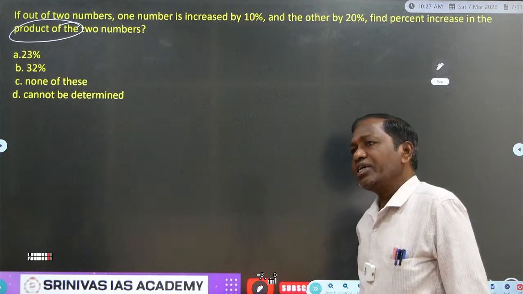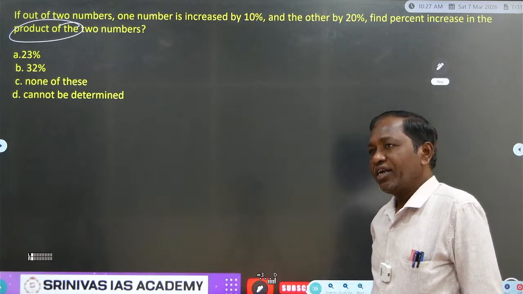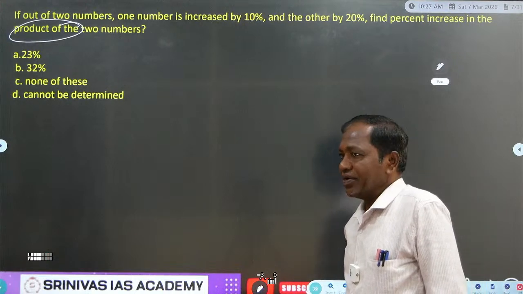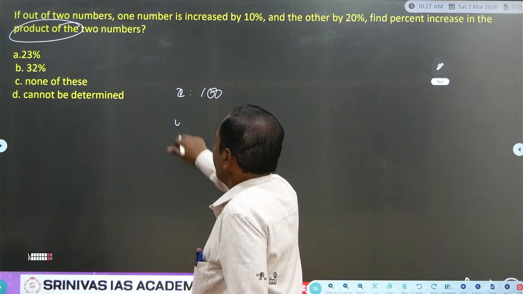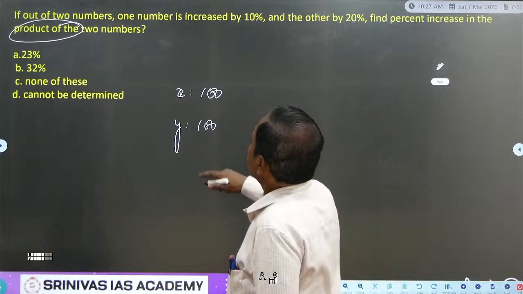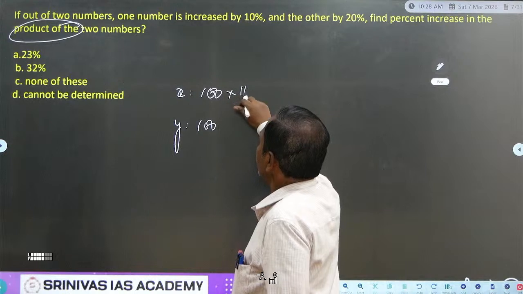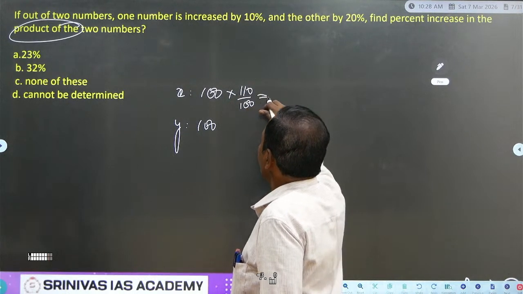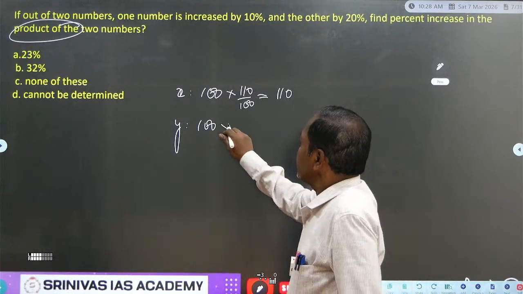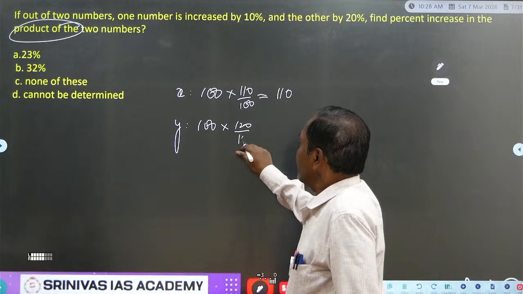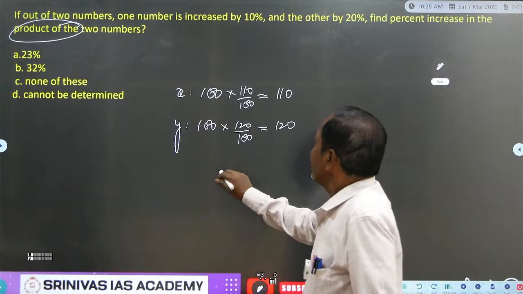How would it happen? Imagine the numbers. Let x be 100 and let y also be 100. The first number is increased by 10%, so it becomes 110%, which means 110. The other number is increased by 20%, so multiply by 120 by 100. What is the product of the two numbers?